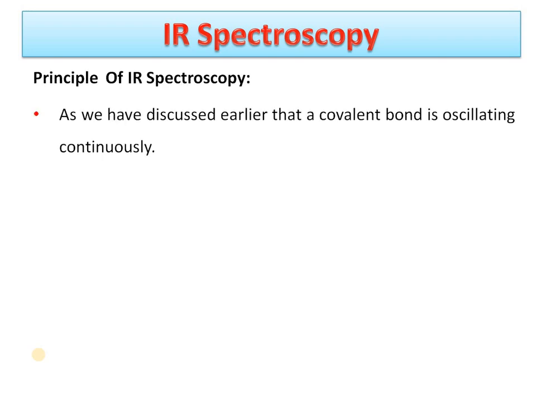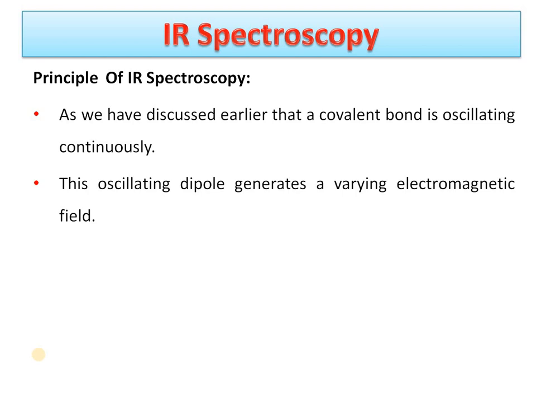We know that a covalent bond between two atoms is always in an oscillating state. It is acting just like a spring, and it is always in the vibrating state. Now this oscillating state leads to a change in the dipole moment in some molecules. This change in dipole moment in certain molecules due to the oscillation of the covalent bond generates a varying electromagnetic field.